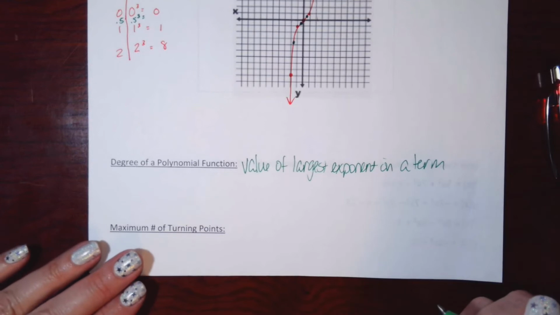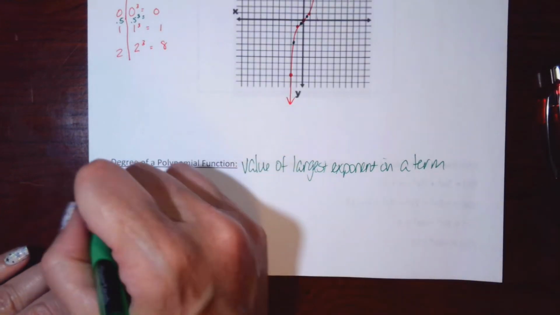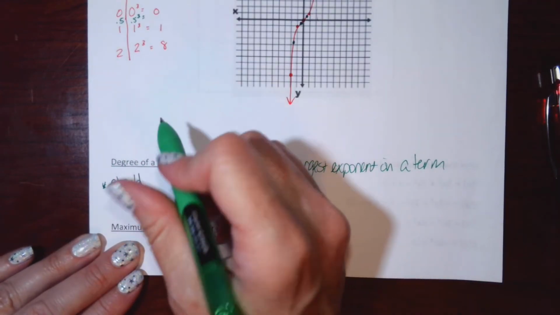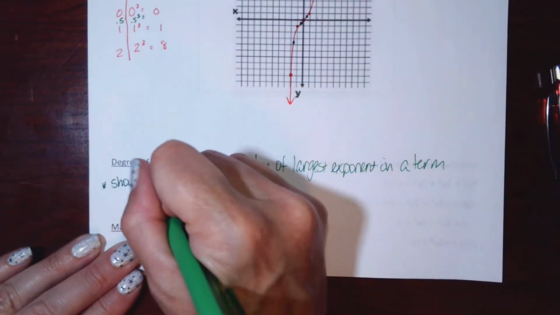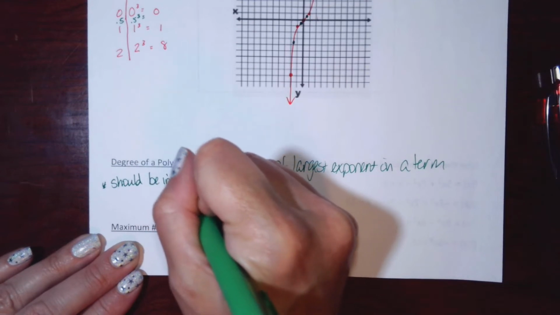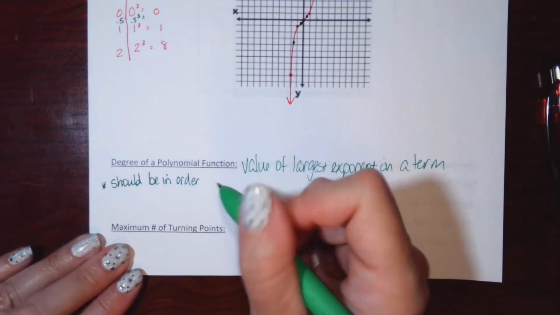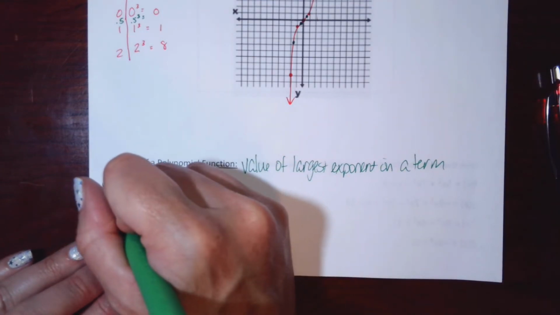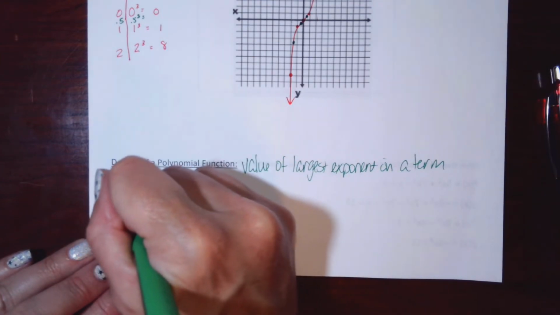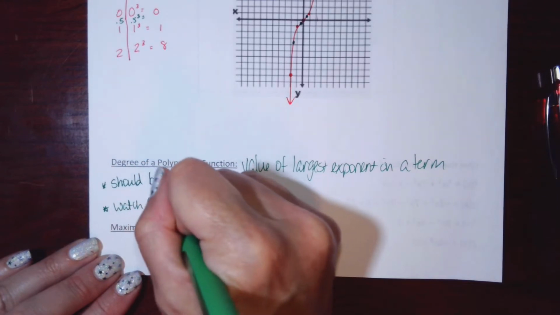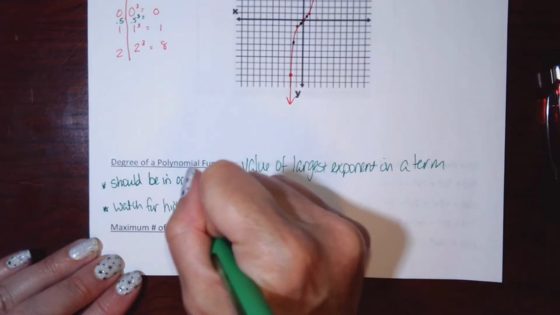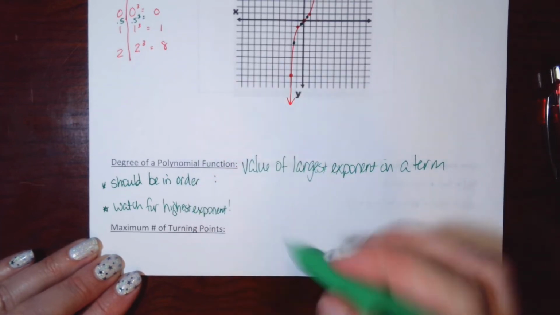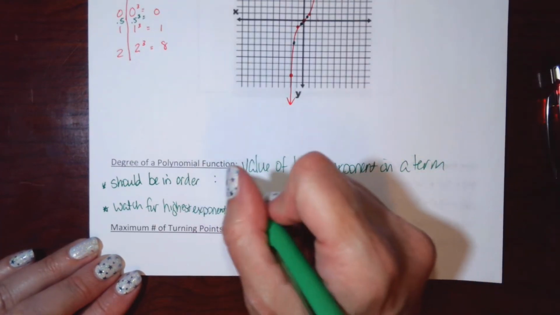When I am listing the terms of a function, I should put them in order. Sometimes my math lab will mess with you and not put them in order, but the terms should be in order, where I have the largest exponent first and then the smallest exponent last. And I'm going to watch for that highest exponent, because that highest exponent signifies where my leading term is. So we're gonna hope that the function terms are listed in order.